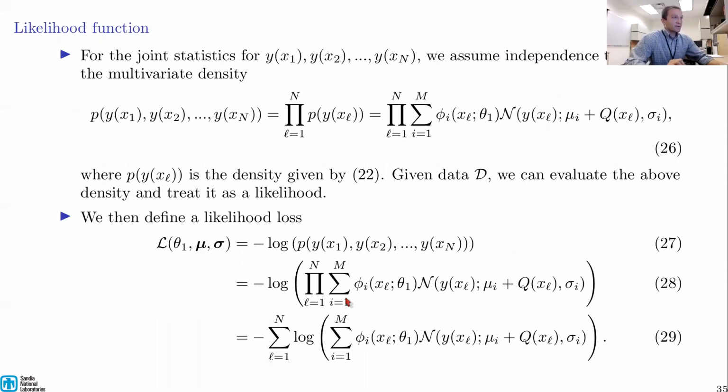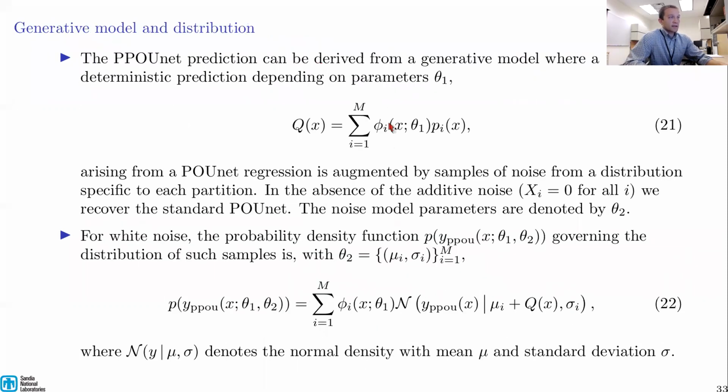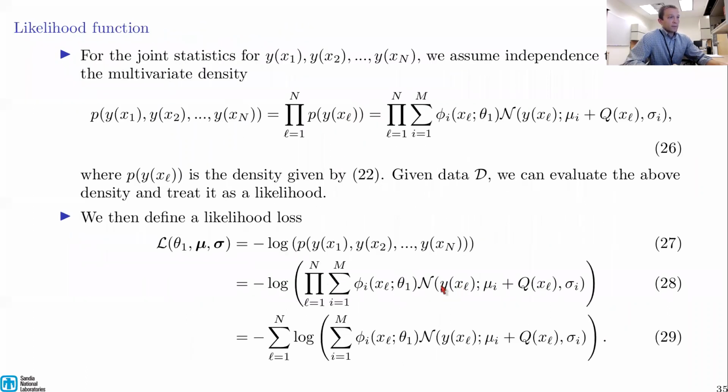Okay, so I can go into a little more detail. This log likelihood is one objective function. We can optimize the neural network parameters for our POU-net, and the noise parameters, this mean shifting parameter mu and the variance parameter sigma, all at the same time. By the way, it's not clear from this formula, but these partitions are also inside of this Q, because Q is our deterministic POU-net part. So the phis are inside of Q, and they're also the coefficients in our Gaussian mixture.